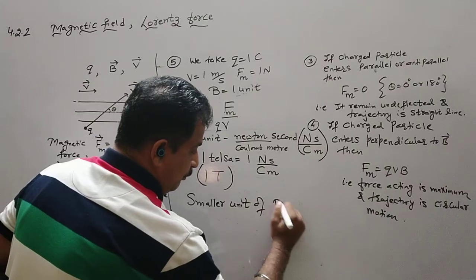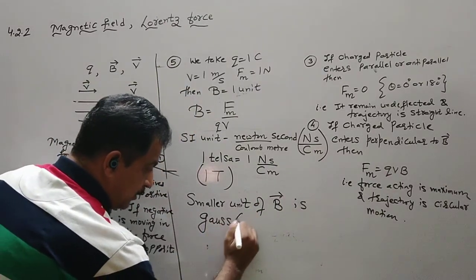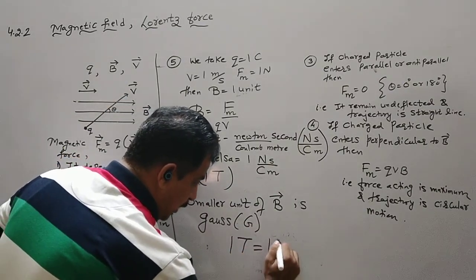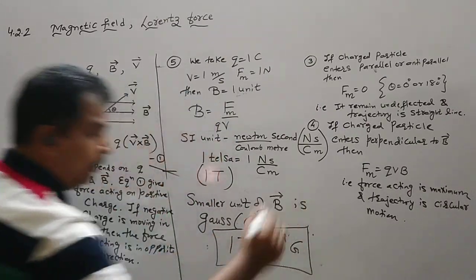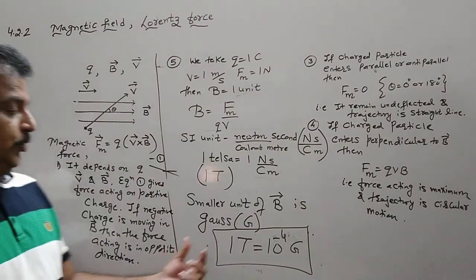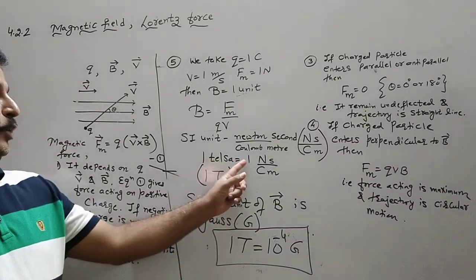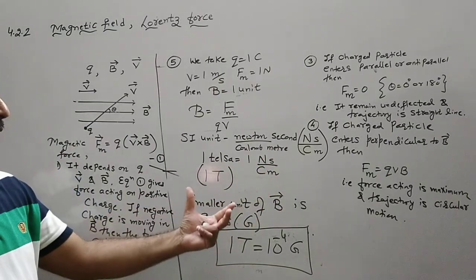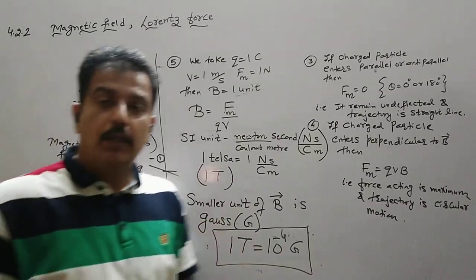of B vector, which is Gauss, denoted by capital G, and it has been given that 1 Tesla is equal to 10 raised to 4 Gauss. So this is the SI unit, that is Tesla. 1 Tesla is equal to 1 Newton second per coulomb meter, and the smaller unit is Gauss, and 1 Tesla is equal to 10 raised to 4 Gauss.